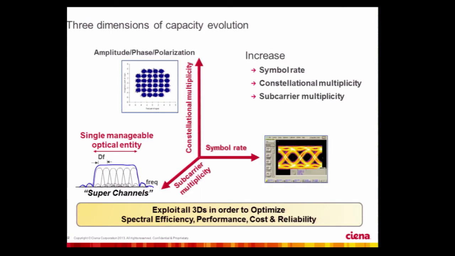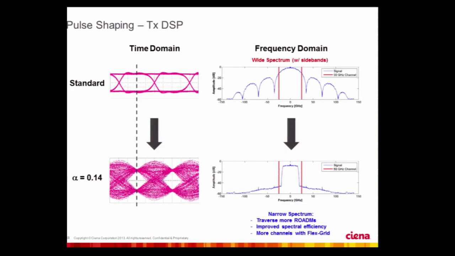Then in terms of moving to higher speeds, you basically have three dimensions that you can use. One is to go to a more complex constellation, so more phase information in each symbol. One is to increase the symbol rate, and one is to add more subcarriers, which we did some experiments with to do high speed transmission.